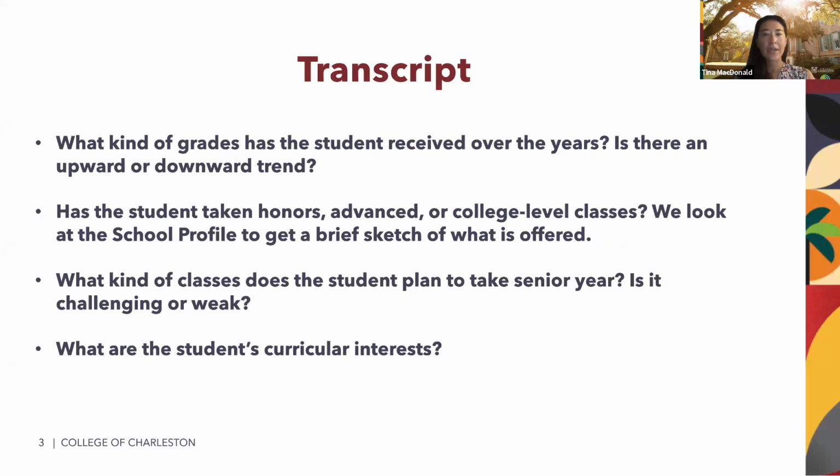Okay, transcript. So this is, I would say, the most important piece of information that we look at in the application. And again, this applies to all schools that I've ever worked at. This gives us the information about the student's academic ability and how they would be able to perform academically at our school. So first and foremost, we look at the curriculum. What classes has the student taken within the curriculum that's available at their school?